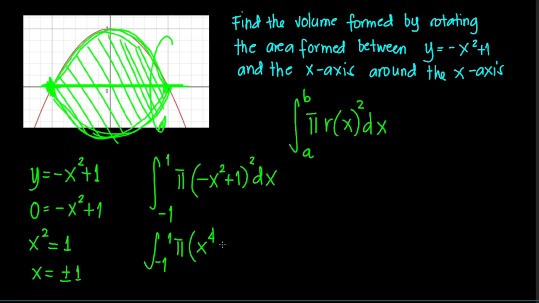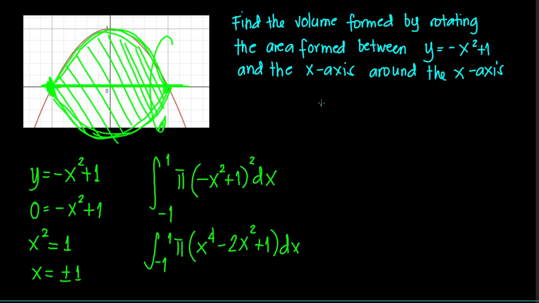And then you have negative 2x squared, and then plus 1 dx. And with this, it's easy to integrate. Erase ko na. I need space. So, it's negative 1 to 1. Pi can be distributed. Pi x to the 4th minus 2 pi x squared plus pi dx.